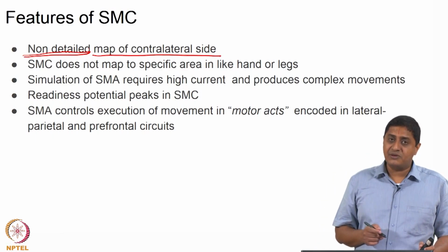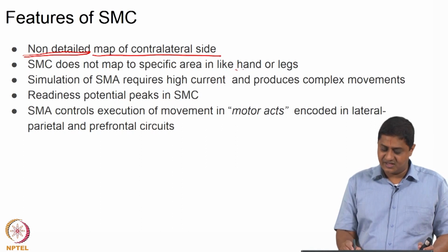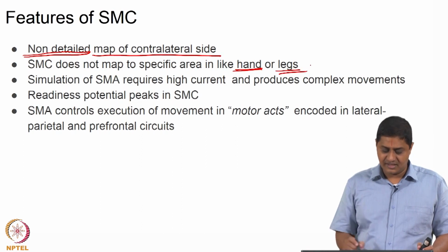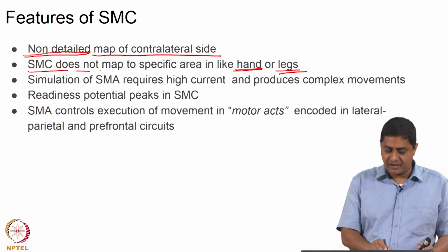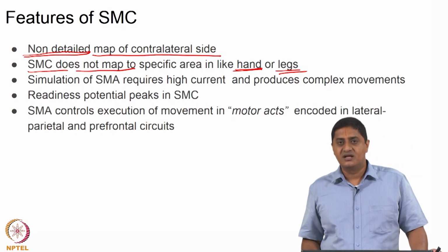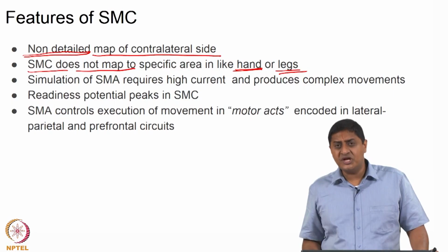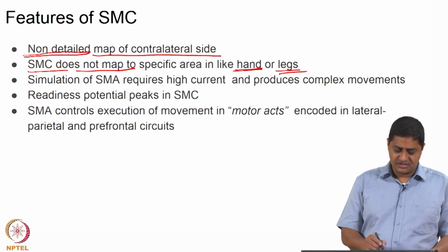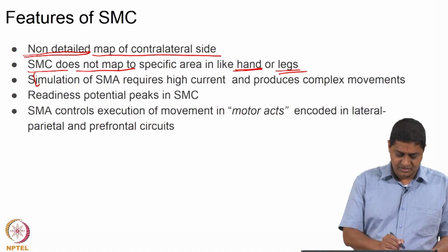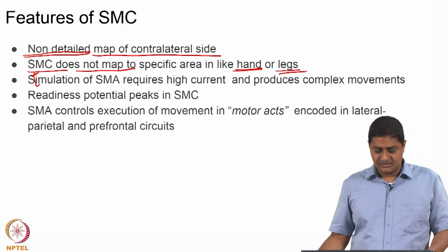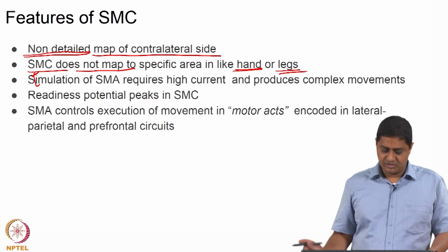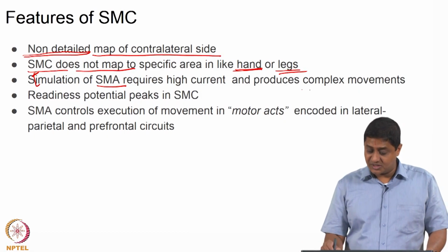Unlike the primary motor cortex, which maps to specific areas such as hand and legs, the supplementary motor cortex does not map to specific areas such as hand and leg. Also, the stimulation required to produce a movement in the primary motor cortex is much less when compared with the stimulation required to produce a movement through the SMA, or supplementary motor area, and the movements produced are not necessarily simple movements.